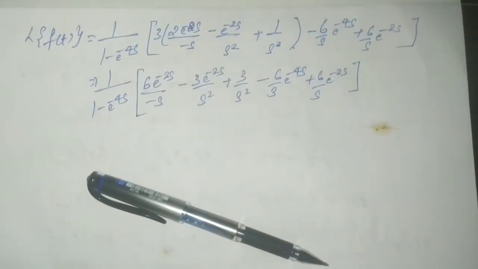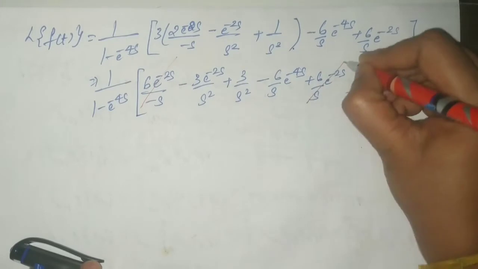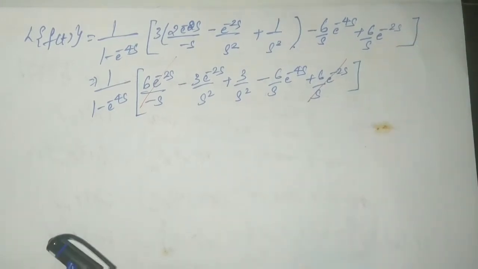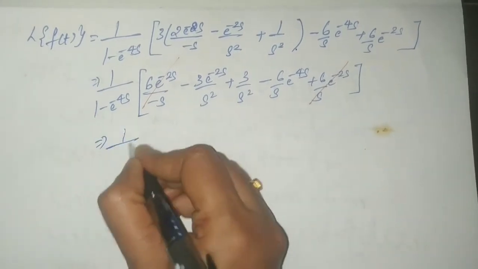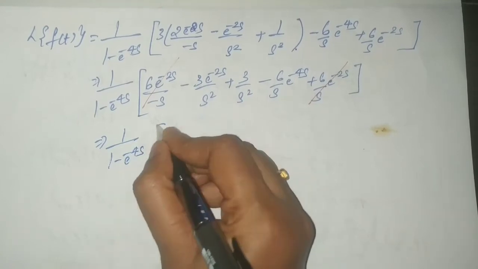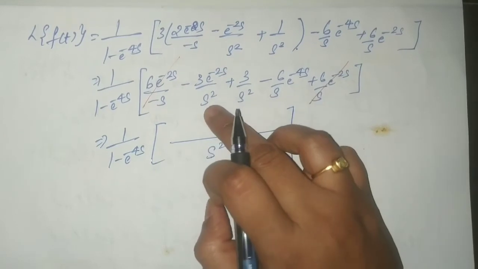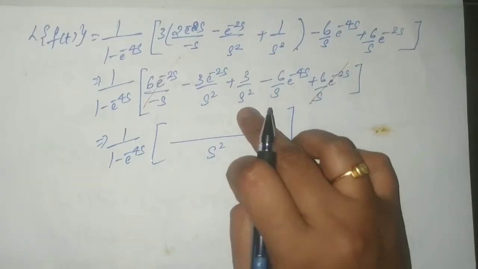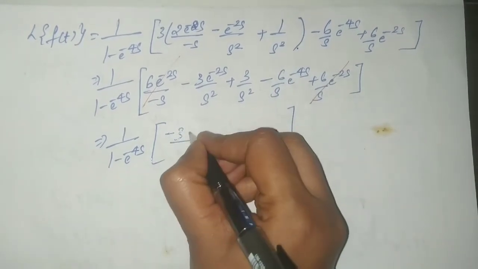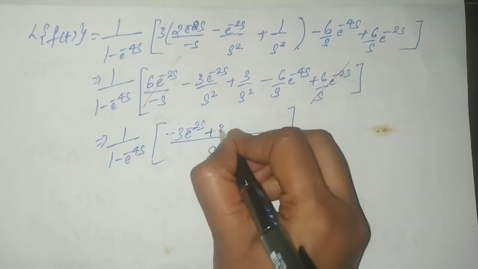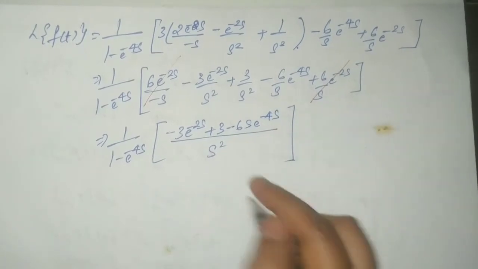So you can see that negative 6 e power minus 2s and the positive term both cancel out, okay. And in these 3 terms you can take s square as LCM. So 1 by 1 minus e power minus 4s into, take LCM as s square. The first term is divided by s square, the second term is also divided by s square, the third term is divided by s, so it will be multiplied with s. So we have minus 3 e power minus 2s plus 3 minus 6 s e power minus 4s.